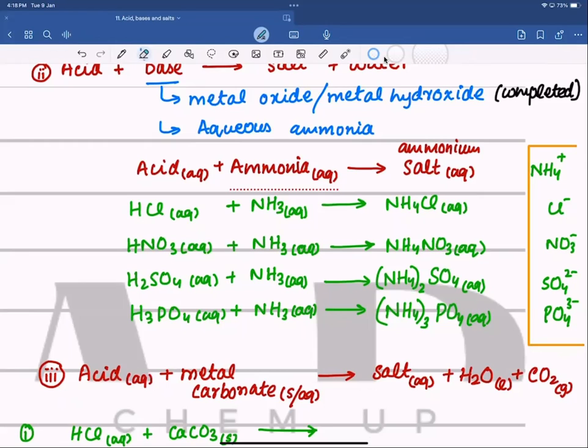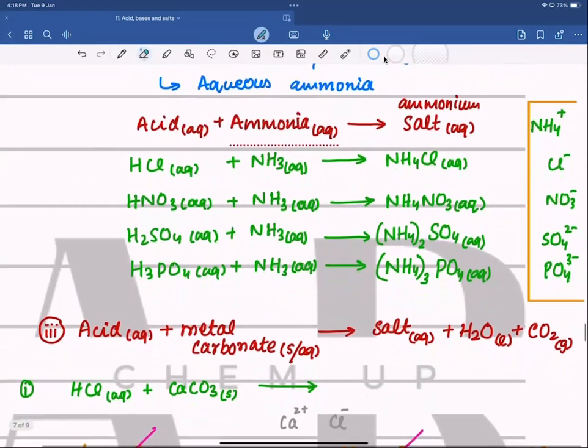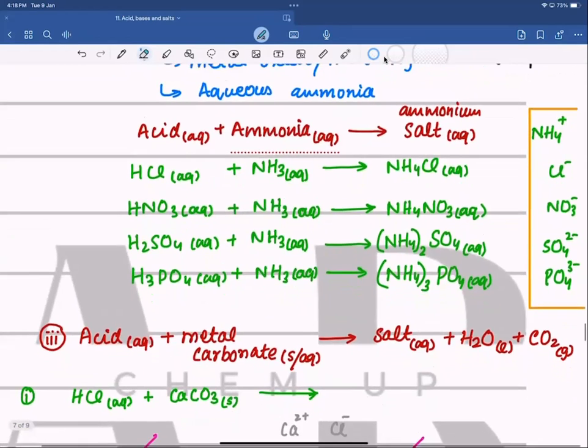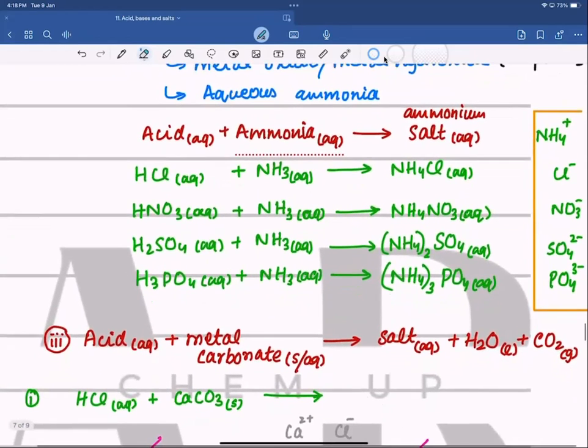Is everybody done with the green equations? Yes, Manali, are you done?